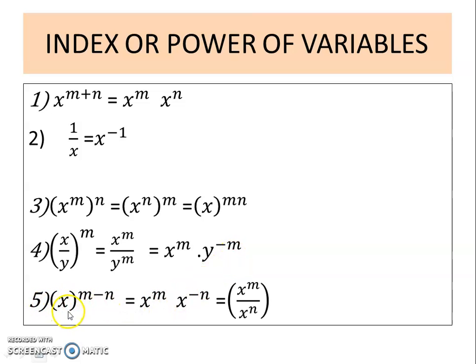Fifth one, x raised to m minus n. x raised to m into x raised to minus n means these indices have subtraction between them. Then obviously the base is the same. It distributes in multiplication form, but the first index is positive and the second one is negative. We should write this in reverse, x raised to m upon x raised to n. Using this property, we shift the negative index to the denominator and get a positive one.